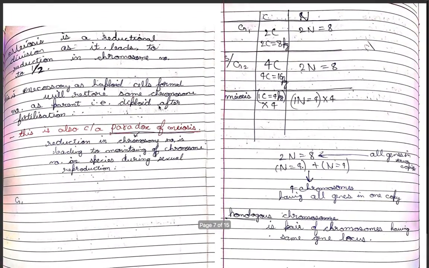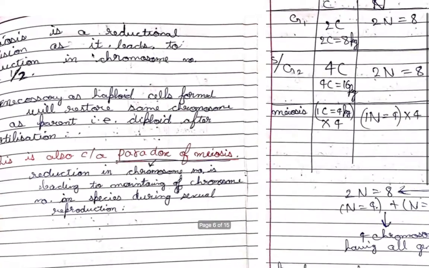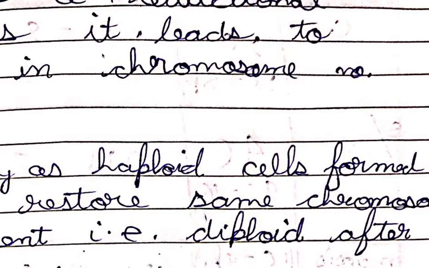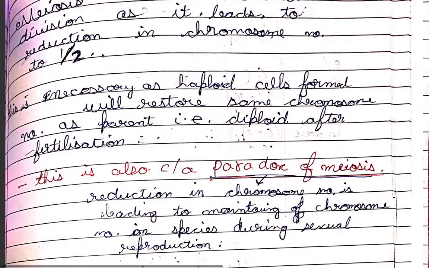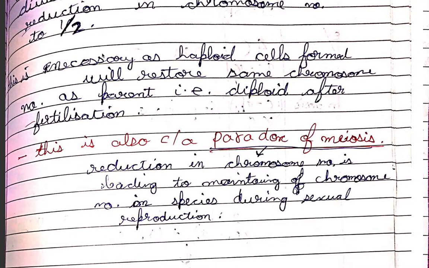Meiosis is reductional since it leads to a reduction of chromosome number, to half of what it was earlier, 23 from 46. This is necessary, as the haploid cells formed will restore the same chromosome number as the parent cell, that is diploid, after fertilization. It is also called the paradox of meiosis, that is reduction. Paradox here means that reduction in chromosome number leads to maintaining the chromosome number in the species during sexual reproduction.